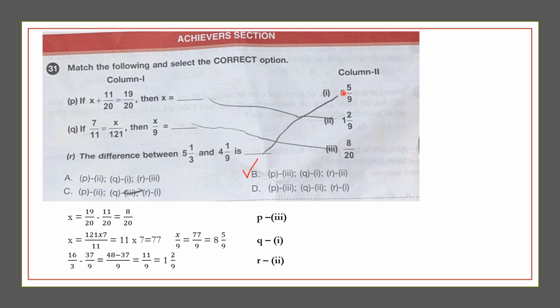So Q is 8 5 by 9. Now let's see the difference between 5 1 by 3 and 4 1 by 9. So 5 1 by 3 is 16 by 3, minus 4 1 by 9, which is 37 by 9. So if we subtract it, take the denominator as 9. So it will be 48 minus 37, which is 11 by 9, or we can write it as 1 2 by 9. So R is equal to 2. So P is 3, Q is 8 5 by 9, and R equals 2, which is option B.